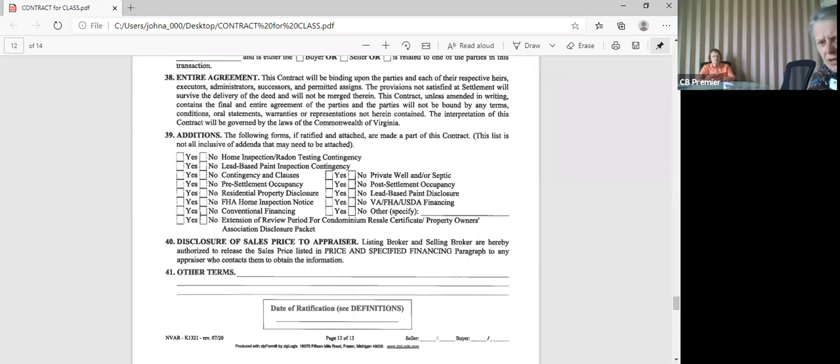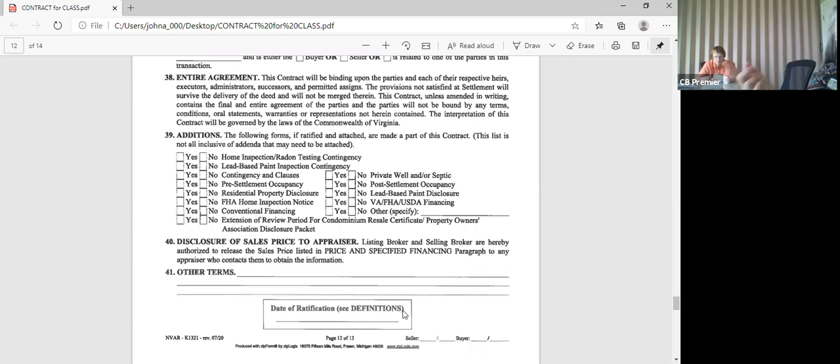I want to point something else out while we're here. See this box here that says date of ratification? This is a good thing about using DocuSign, because things go back and forth, but when everything is fully ratified, and ratification means a meeting of the minds. If you send this offer to someone and they change anything in it, it's a rejection. It comes back to you. Your buyer has to decide, do I want to accept that or do I want to counter it again?